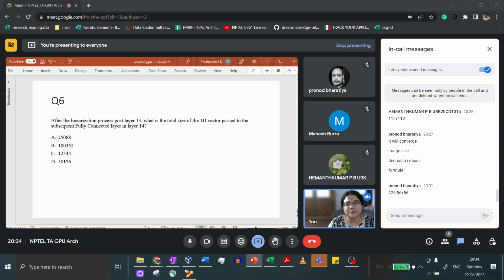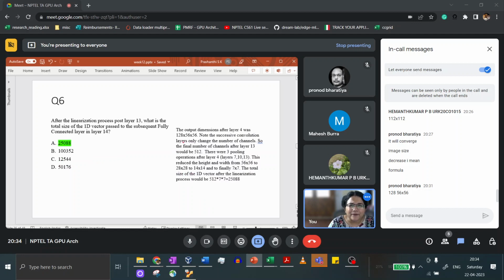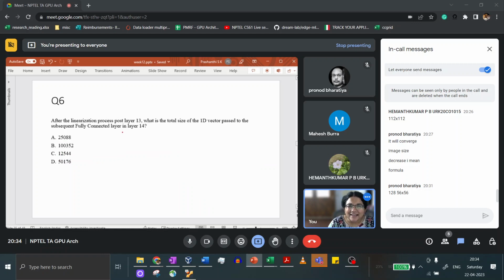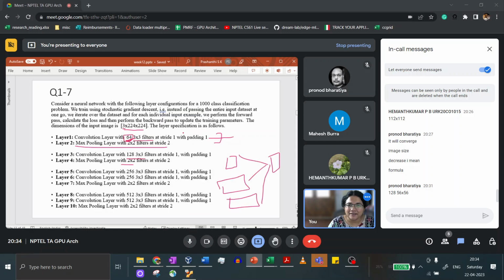After the linearization process post layer 13, what is the total size of the 1D vector passed on to the subsequent fully connected layer in layer 14? So this is asking you about the output of layer 13. We were still at layer 4, so you'll have to do quite a bit of computation, but try to use whatever you've learned till here, because it's more or less the same with the other layers. So I'll pause here for 30 seconds, and then at the next slide also for 30 seconds.